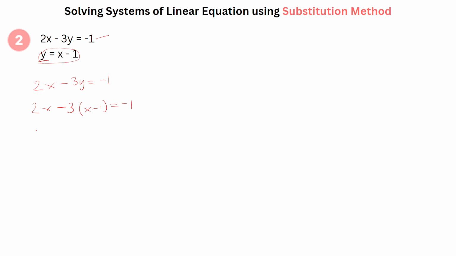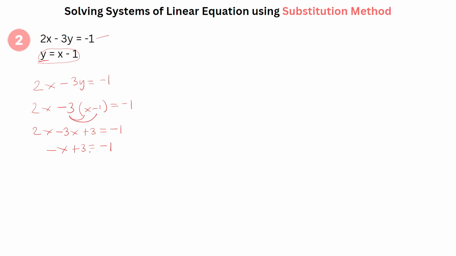So 2x. Okay, now we have to apply distribution method here. What is negative 3 times x? That is negative 3x. Again, what I did is negative 3 times x. And then now, what is negative 3 times negative 1? That's positive 3. And then, is equal to negative 1. Now, what is 2x minus 3x? Obviously, negative x. And then plus 3 equals negative 1.